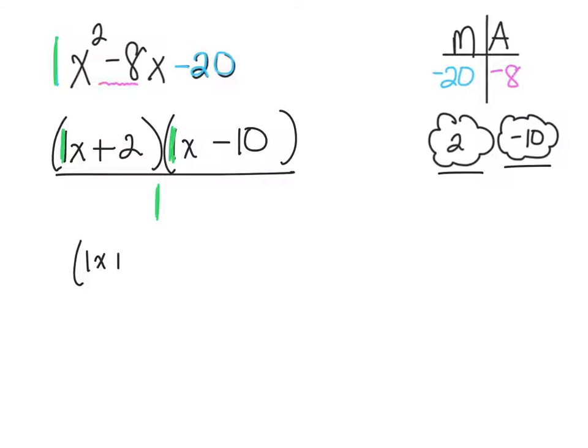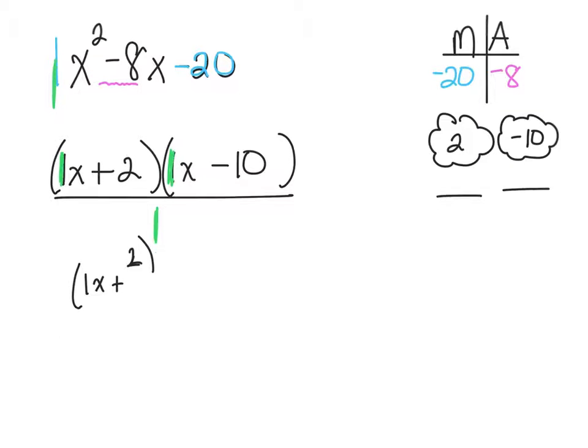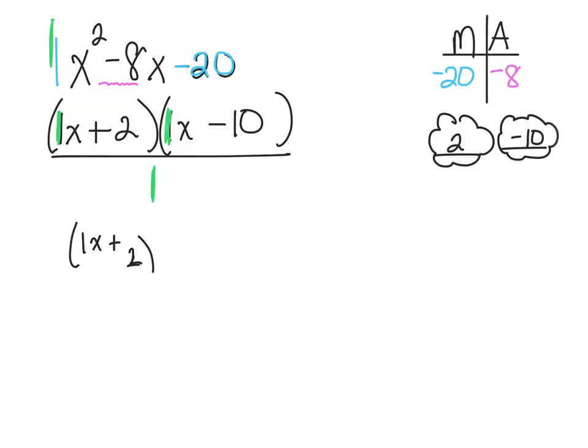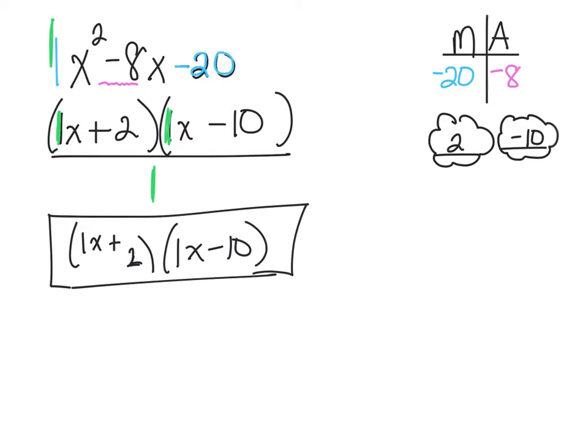My 1x plus 2 stay just like it is, and my 1x minus 10 is going to stay just like it is. So I'm going to write that 1x minus 10. So I ended up with 1x plus 2 times 1x minus 10, and there's my final answer.